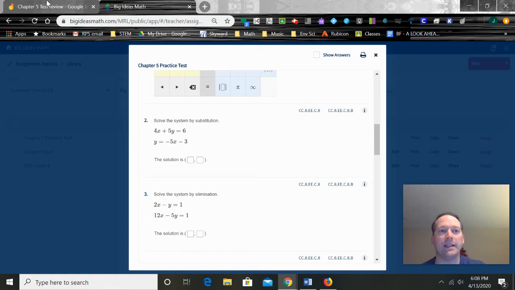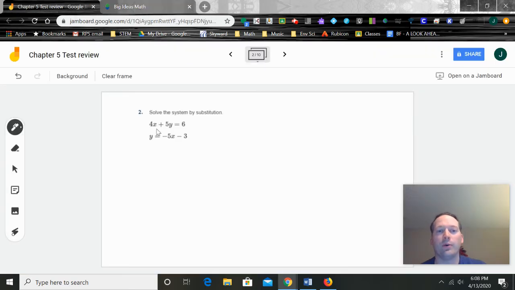That leads us to question 2. We need to solve this by substitution. So we have 4x plus 5y equals 6, and y equals negative 5x minus 3. So what's nice about this is it tells us what y is. So we're just going to take that and substitute it right in there for y. So we get 4x plus 5 times, and we just substitute what we have in there. So that's negative 5x minus 3. And that equals 6. So now I go through and I distribute my 5.